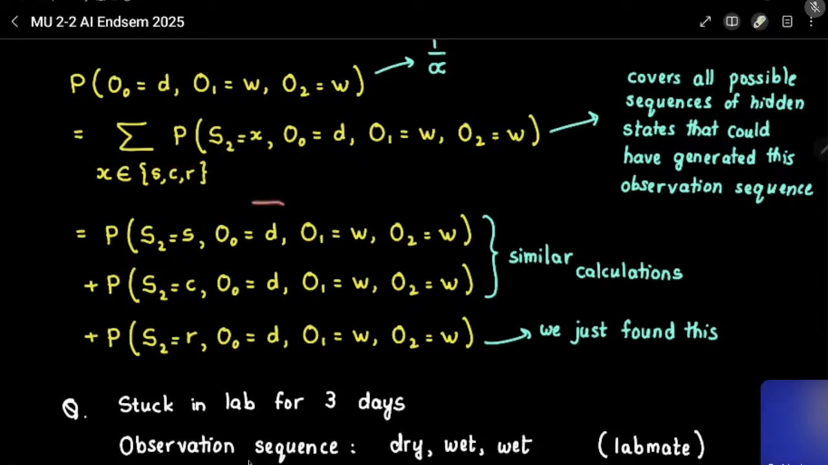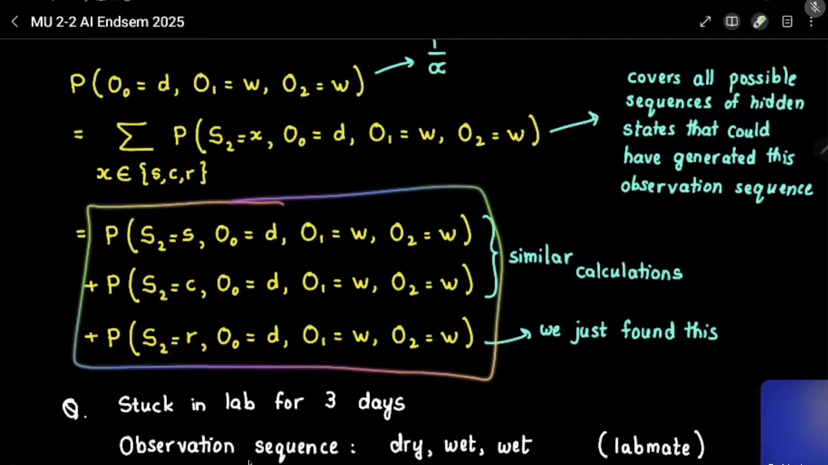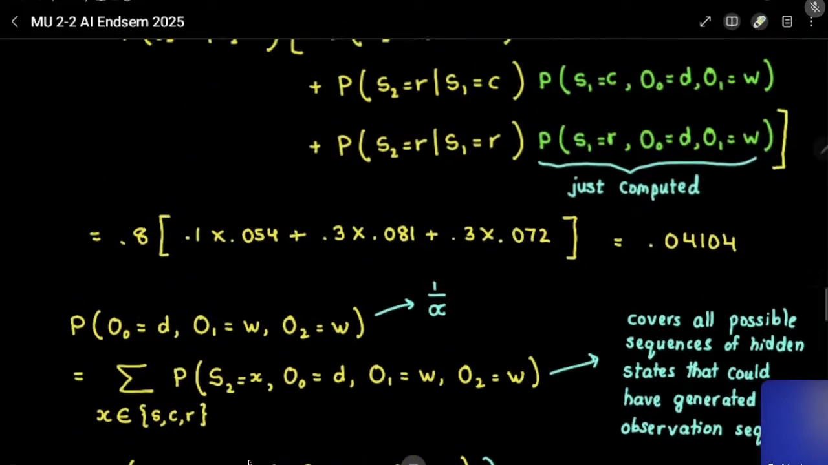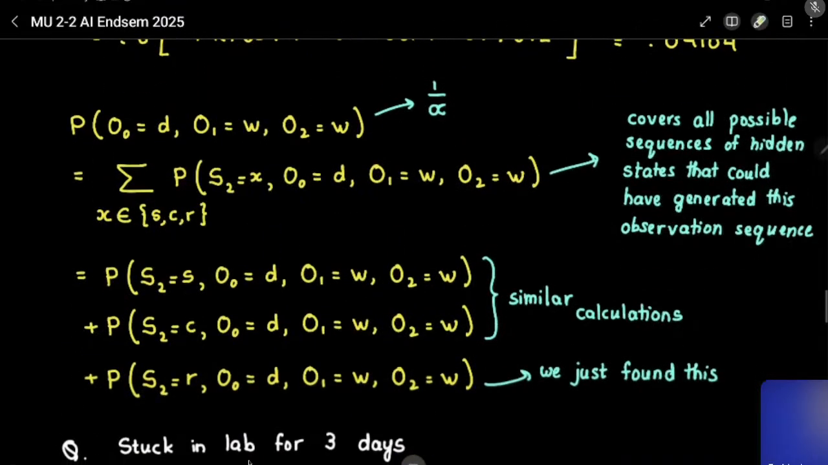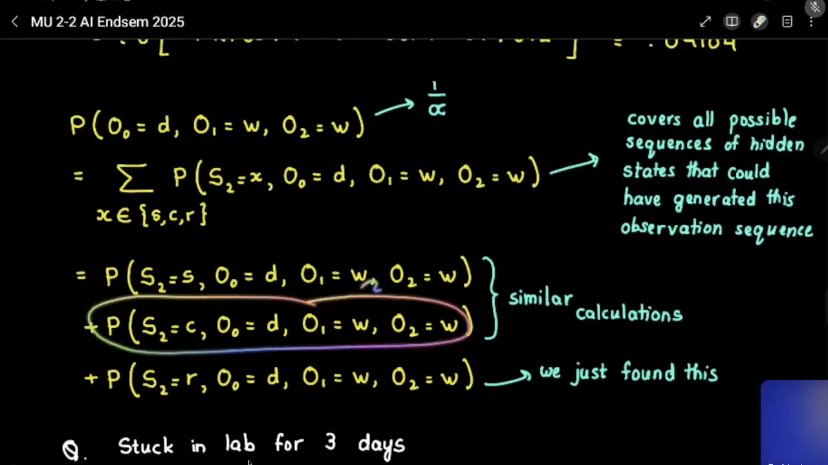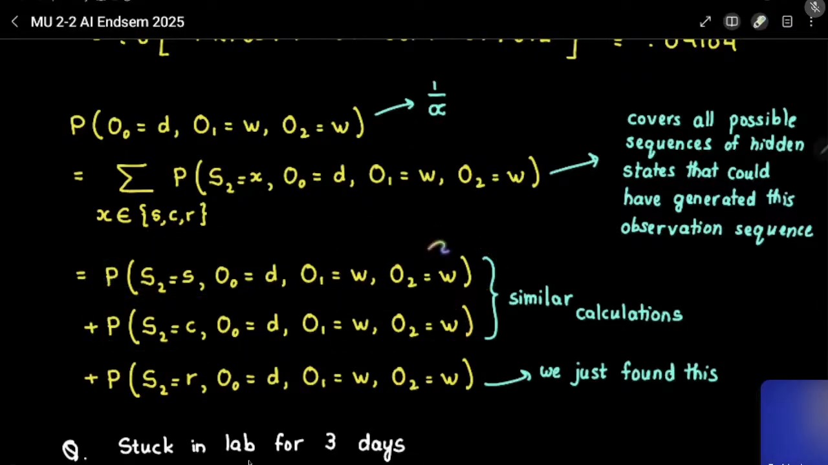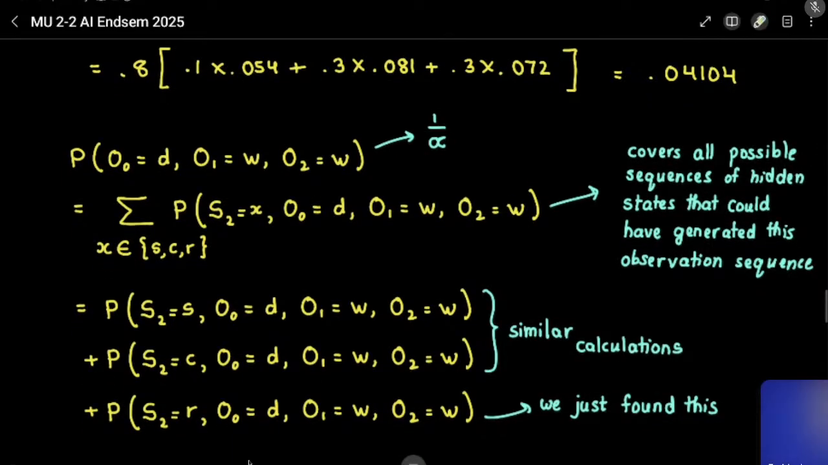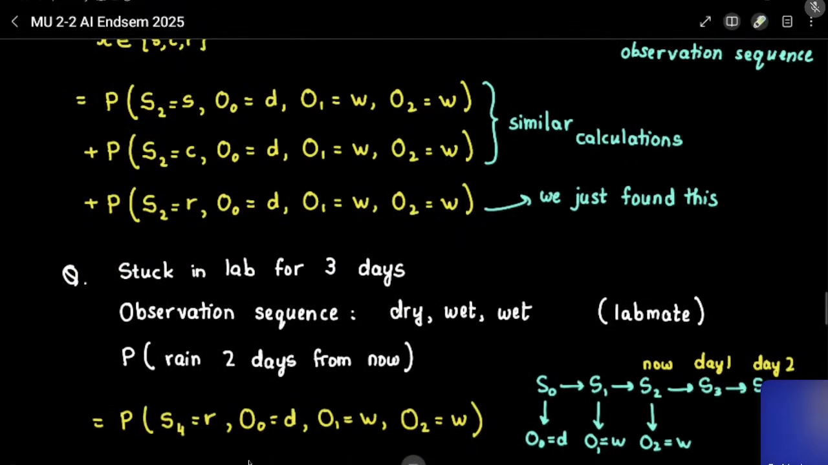If I open the summation, it will look like this. And if you realize, we just computed this one, the numerator, right? We got 0.04104. So similarly, you could compute this one and add it all up so that you get your denominator. So finally, this one divided by that denominator will be your probability. That was the first question.